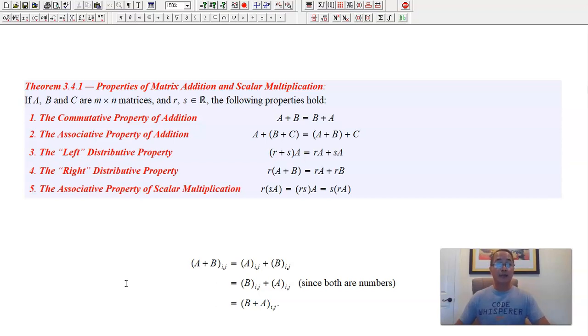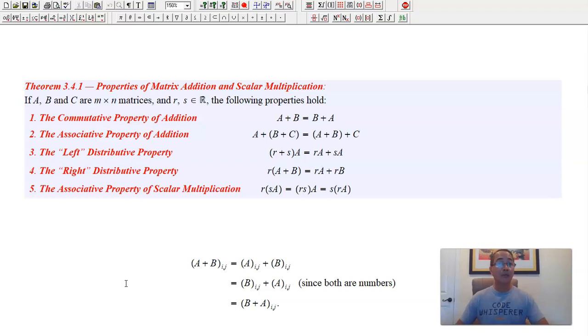You have these two scalars, r and s. You can add them together and then multiply by a, or you can multiply a individually by these two scalars and then add those together. You should get exactly the same answer. Now, you can also take two matrices, a and b, add them together, then multiply by a scalar, or you can multiply those two matrices by the same scalar and then add them together. You should get exactly the same answer.